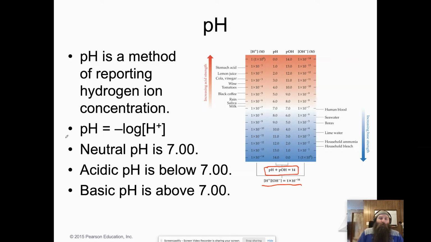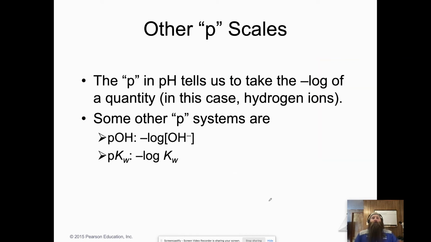So there are 3 really important formulas on here. There's number 1, there's number 2, and there's number 3. So jot those down. You're going to be using them. Now, there are other P scales, right? The P stands for power. The power in pH tells us to take the negative log of the quantity. In this case, for pH, we're doing hydrogen ions. If it's pOH, then we're doing hydroxide ions, right?